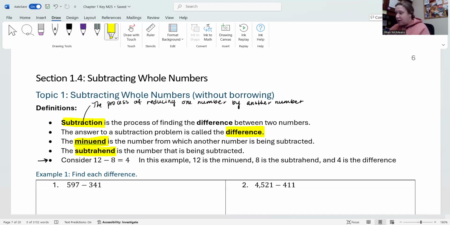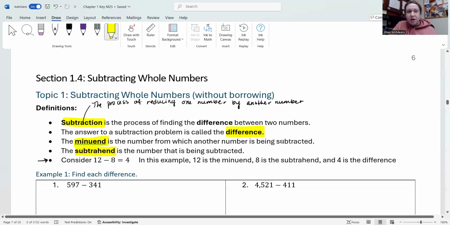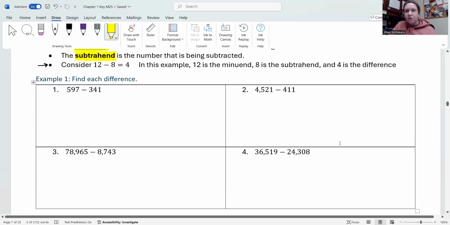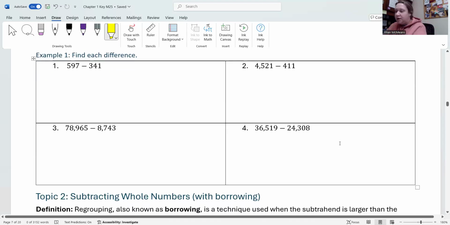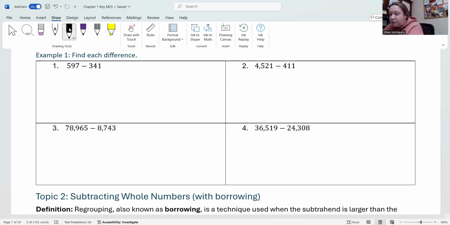Okay, so let's go ahead and look at some examples. We are going to start in this first example with subtracting without borrowing. We'll talk about borrowing in the next video. So for part 1, we have 597 minus 341. What we want to do is write this vertically.